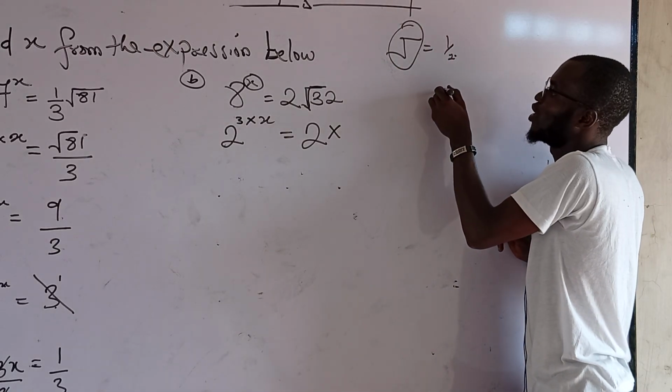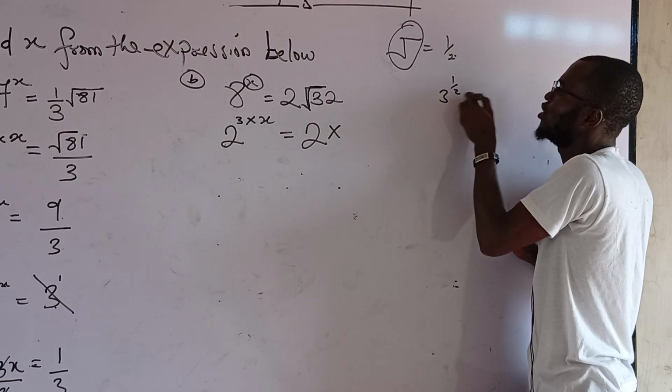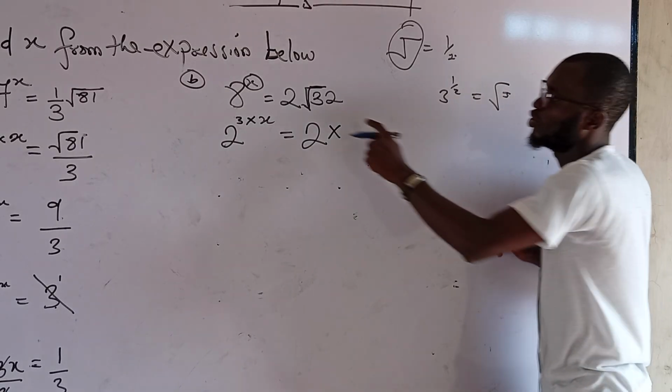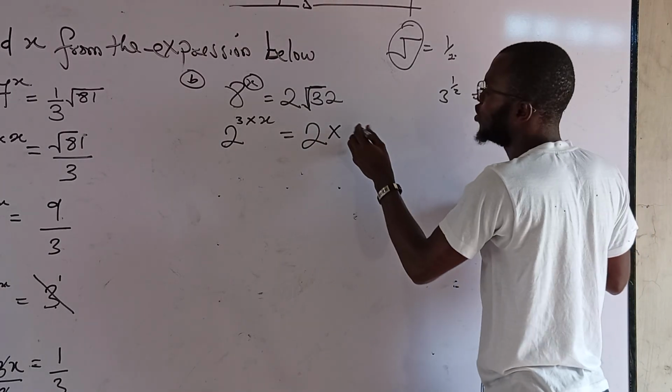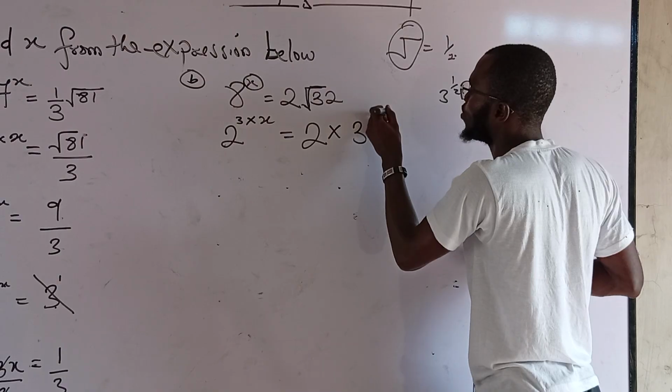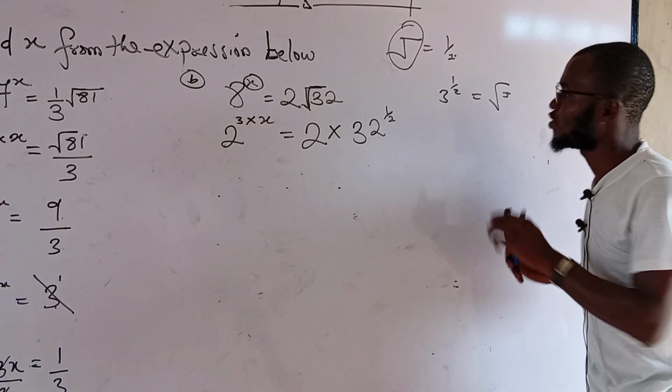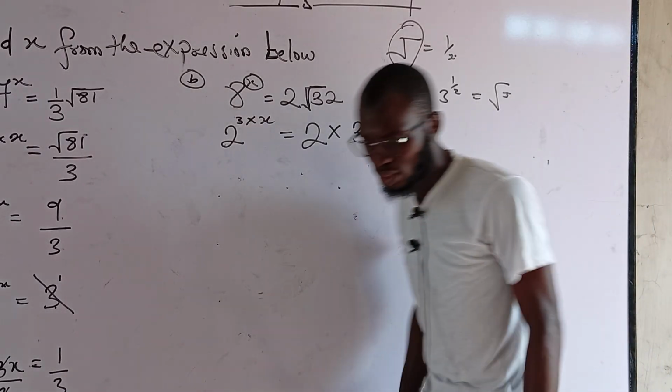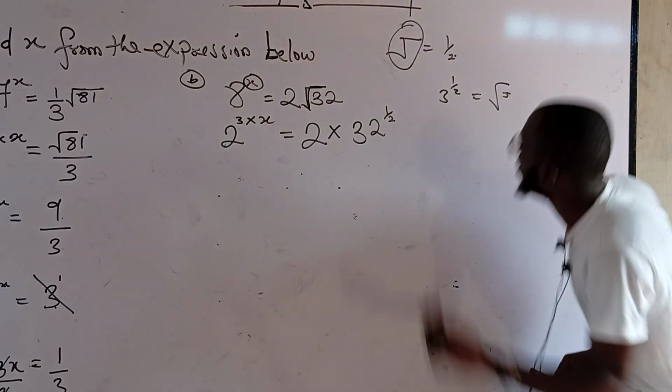When I say 1 over 2, I mean square root. So this is square root of 32, which is the same thing as 32 raised to power 1 over 2, as far as indices is concerned. So that is that under that.